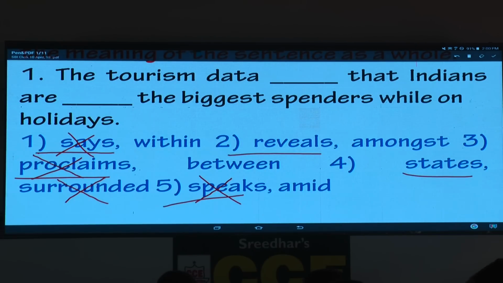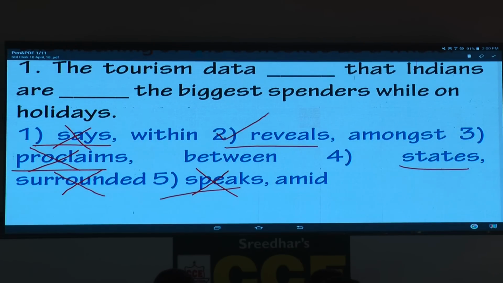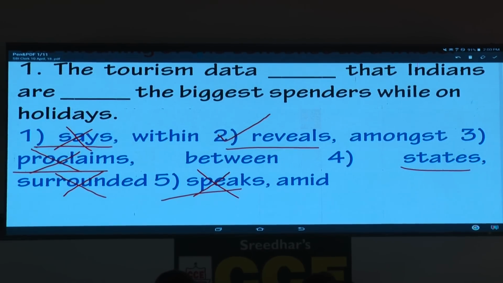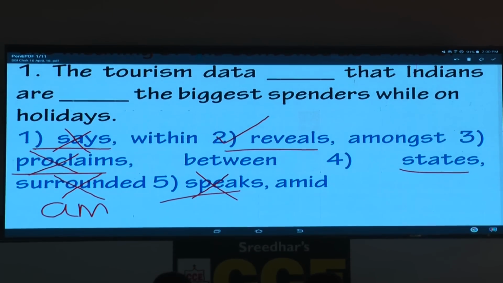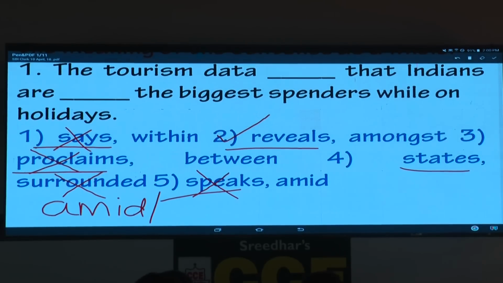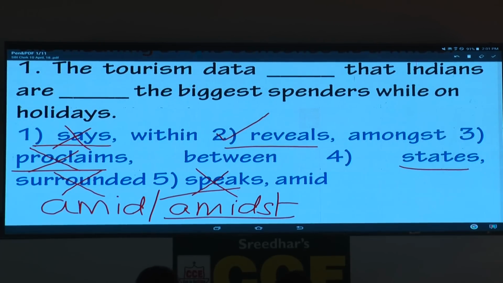Based on that count, what is the answer here? The answer is the second option. The tourism data reveals that Indians are amongst the biggest spenders while on holidays. There is one more related word. Please make a note of this word. So what does it mean? It means surrounded by. Amidst means what? Surrounded by.